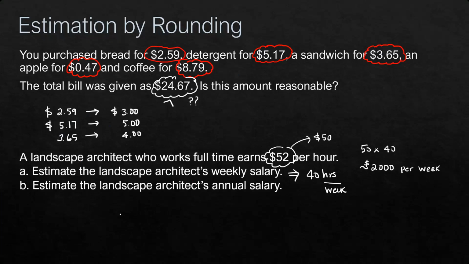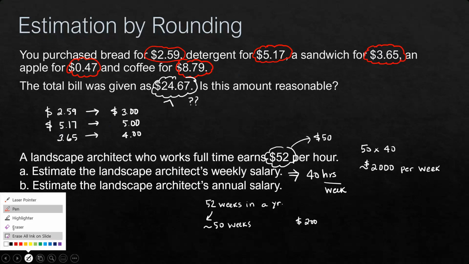Using the same technique, we would like to estimate the landscape architect's annual salary. Let's see, what can we do in this case? Well, we know that there are 52 weeks in a year. What if we were to round this to 50 weeks? Again, we're doing an approximation. So we're going to approximate that there are about 50 weeks in a year.